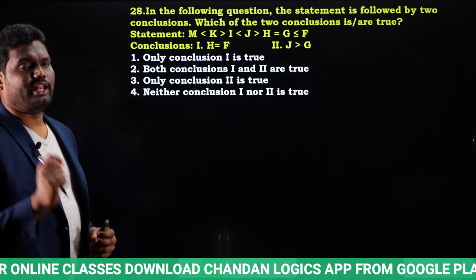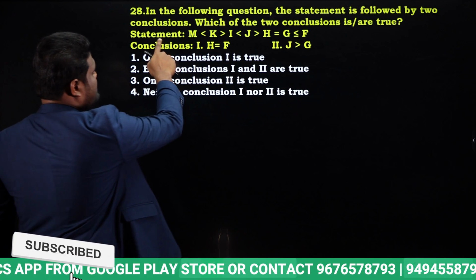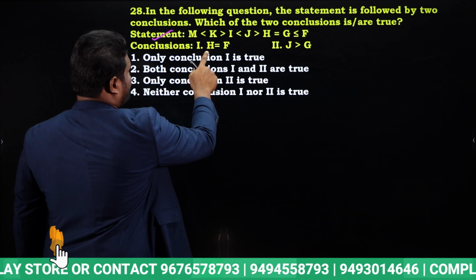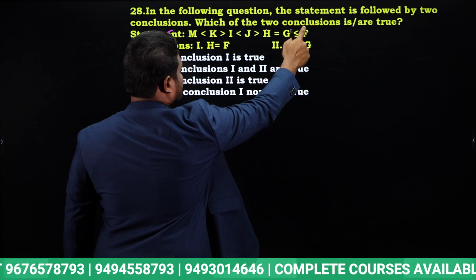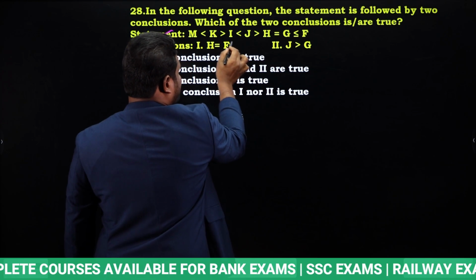Question based on coded inequality. Very simple. We can solve this type of question just by looking at the question. This is the statement and these are the conclusions. First one, H equal to F. This is H, this is F. The HF relation is H less than or equal to F. It is not H equal to F.